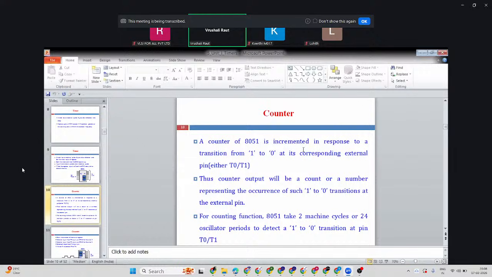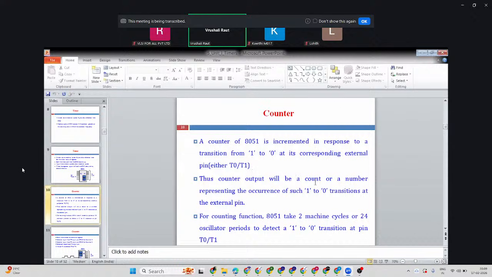The counter of 8051 is incremented in response to a transition from 1 to 0 at its corresponding external pin, either T0 or T1. Sorry, I said any IO pin, not any IO pin. The counter input is coming from either pin T0 or T1. If you remember, this pin was there.